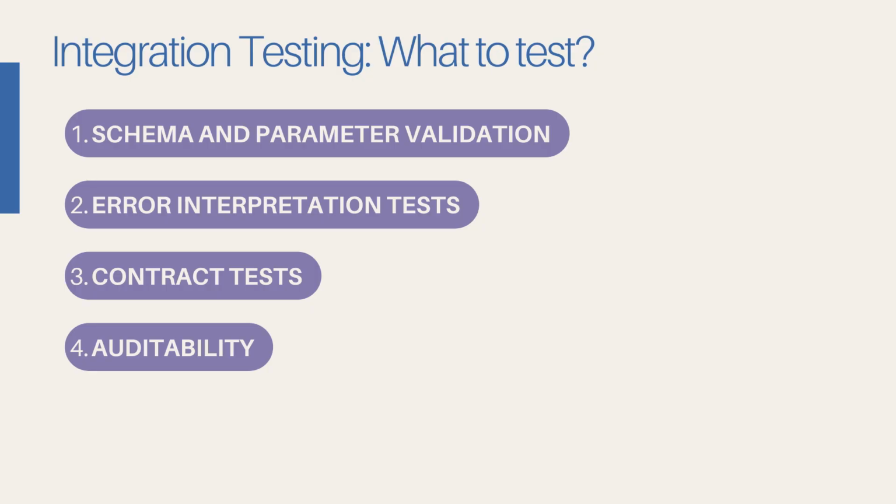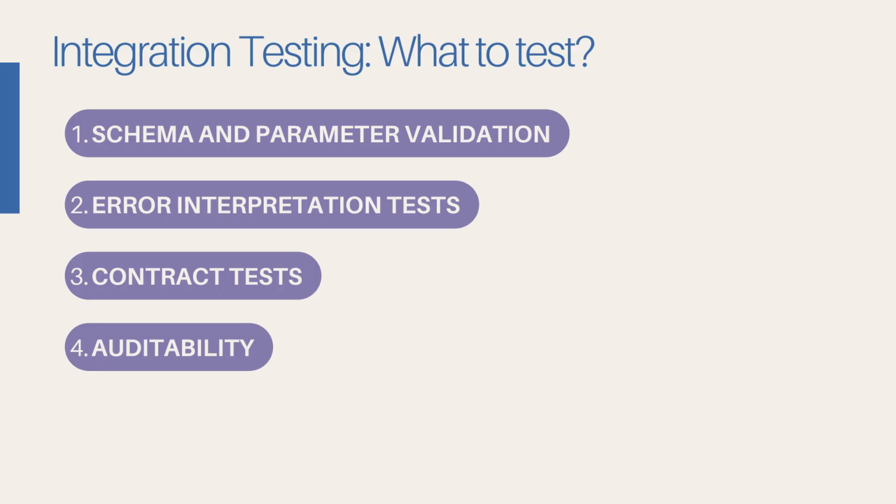1, schema and parameter validation. Wrong data types, missing required fields, out of range values, injection style strings in parameters. 2, error interpretation tests. How does the agent handle different error response codes? 401 versus a 403 versus a 429 versus a 500. What happens on a timeout? What happens on a partial success response? You want to verify it does the right thing in each case: retry, stop, escalate, or pick an alternative path.